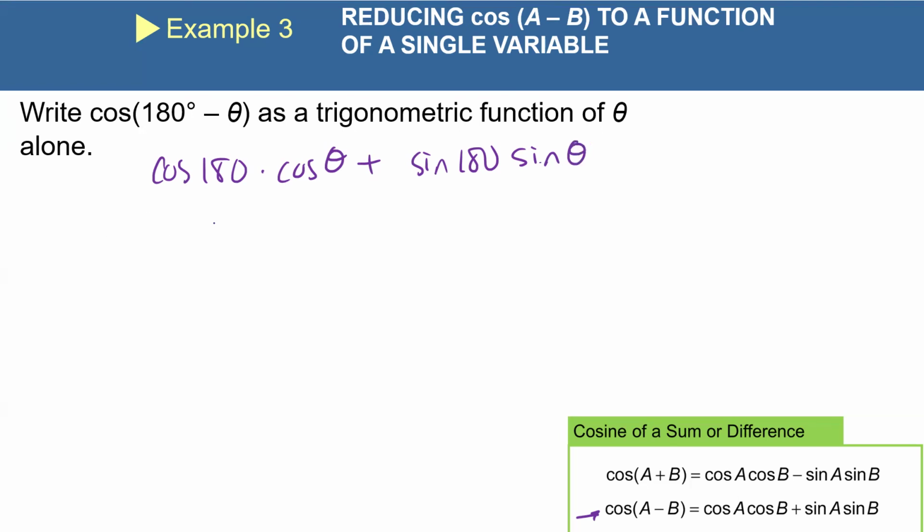Okay, what's cosine of 180? -1. Remember that? So it's -1 cosine theta. And what's sine of 180? 0. So no matter what the angle is, cosine of 180 minus theta is going to always be negative cosine.